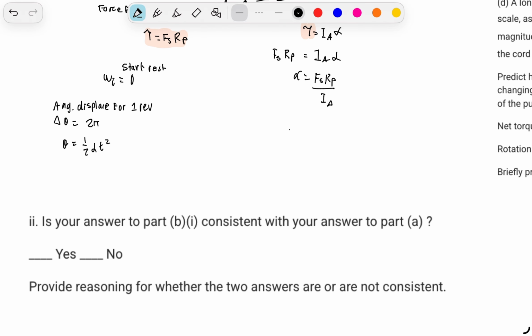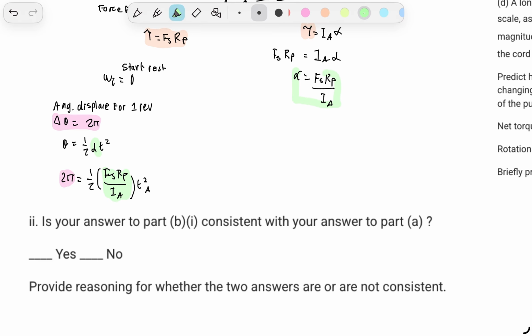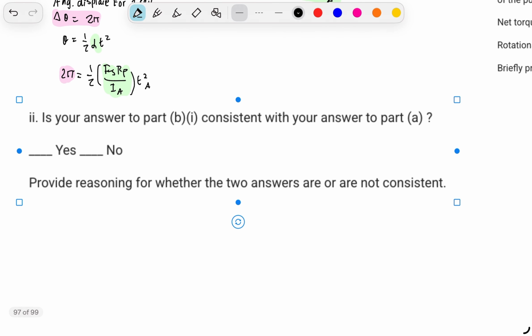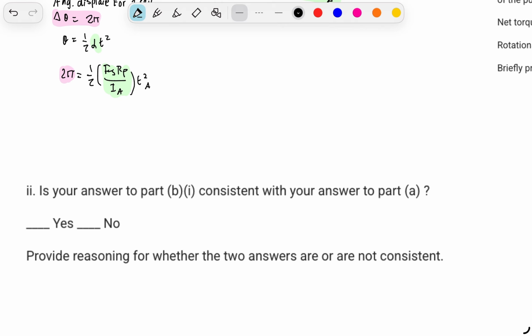So you're going to have 2 pi is equal to 1/2 times Fs Rp divided by Ia, times t squared. What this means is you just took that 2 pi there, and you also took alpha right there, which was this. You just subbed it in, and now all you have to do is solve for TA. That's what we want to get.